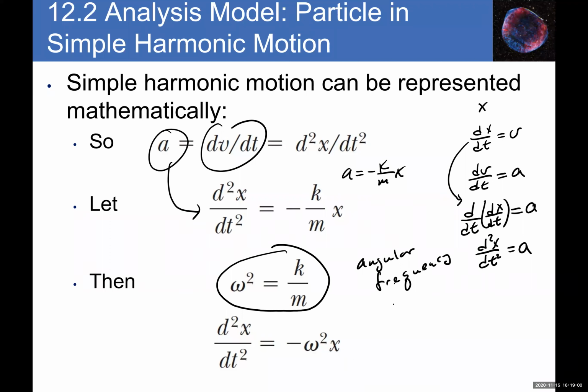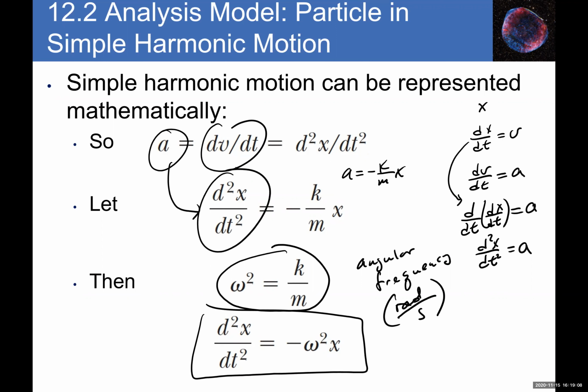Angular frequency has units of radians per second. That means this equation becomes, acceleration, which is d squared x over dt squared, equals negative omega squared times x. In a way, this is the equation for simple harmonic motion, mathematically.